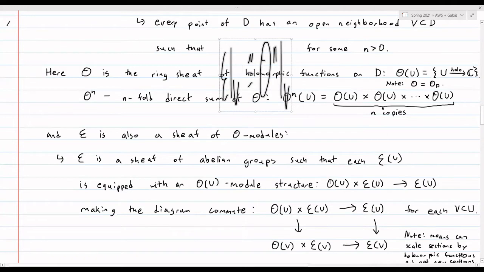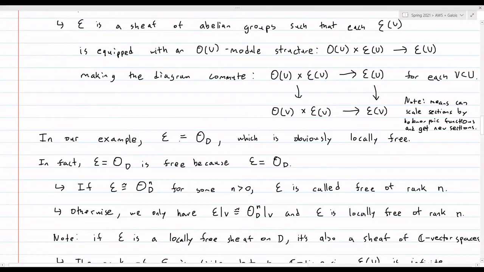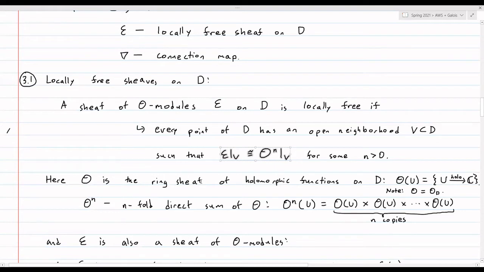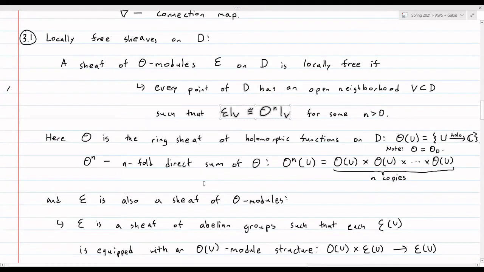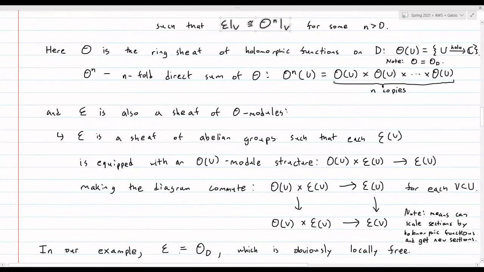Okay. So our example is not even an interesting example of a locally free sheaf. It's the most trivial example of a locally free sheaf. And in fact, it's a free sheaf because... So, okay, this is jumping too much.